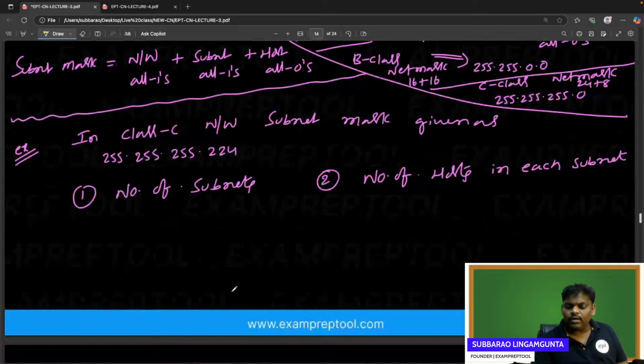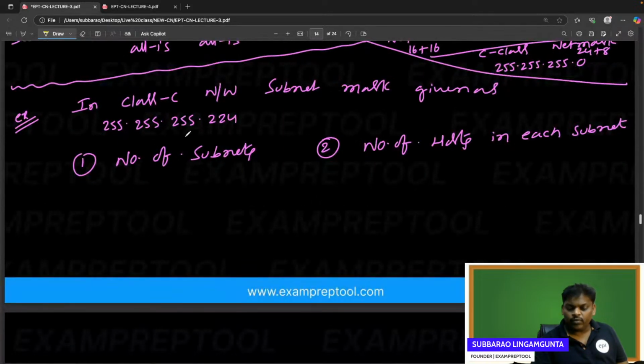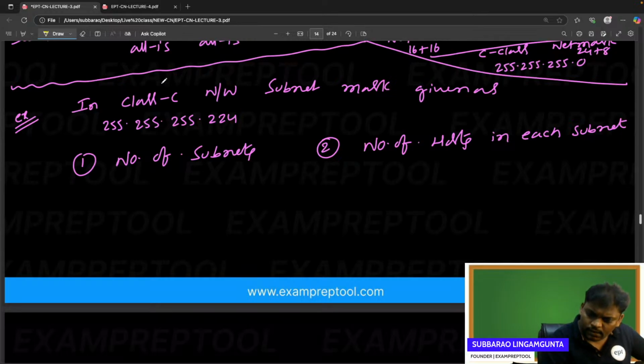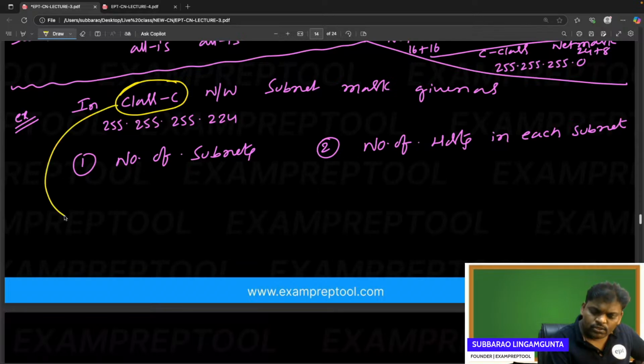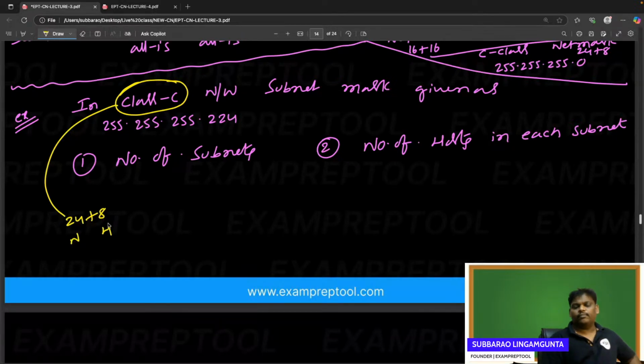In a class C network, the subnet mask is given as 255.255.255.224. Number of subnets, so many; number of hosts in each subnet, so many. Concentrate, everyone. If you can catch this one, most of the things you can handle. Now see, class C. Everyone knows 24 plus 8: 24 bits network, host is 8.